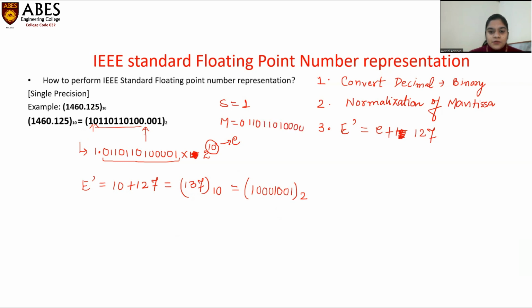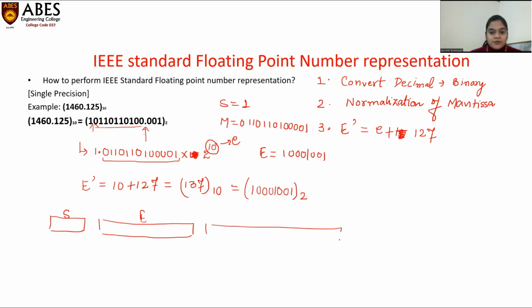110, 1000001, and my exponent or E value is 10001. Now let me show you how to represent a given number in 32 bits. Let's draw our structure for representation. This is our sign bit. Next comes our exponent section, and last comes our Mantissa section.